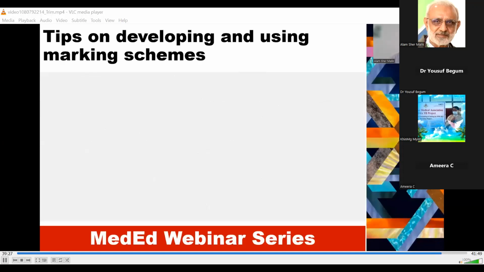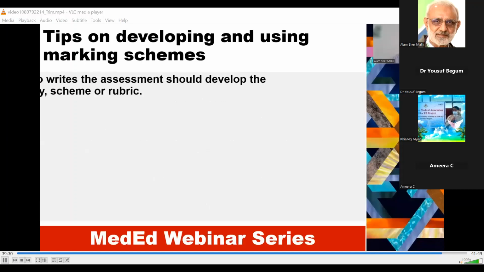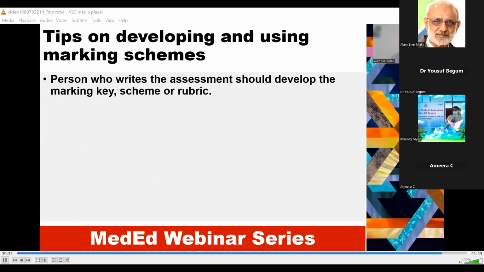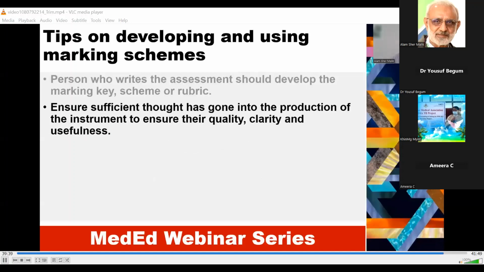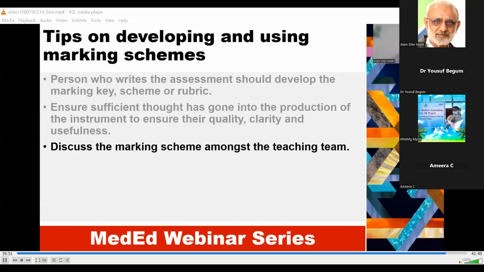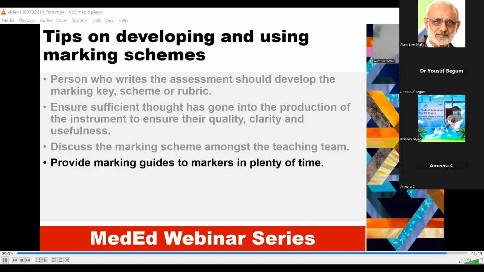Some tips on developing and using marking schemes. The person who writes the assessment should develop the marking key or scheme or a rubric. Ensure sufficient thought has gone into the production of the instrument to ensure its quality, clarity, and usefulness. Discuss the marking scheme amongst the teaching team. Provide marking guides to markers in plenty of time so that they can understand them thoroughly.